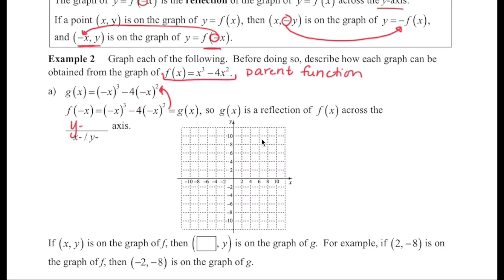And let's graph on Desmos to verify. But before we do that, we say that if our values (x, y) are on the graph of f, then therefore (negative x, y) is on the graph of g. As an example of this particular graph, (2, negative 8) is on our graph of f, and you can verify by plugging those numbers in. Then (negative 2, negative 8) must be on the graph of our g function. Let's take a moment to graph both the parent function and the g function to verify that we are actually crossing and reflecting over the y-axis.